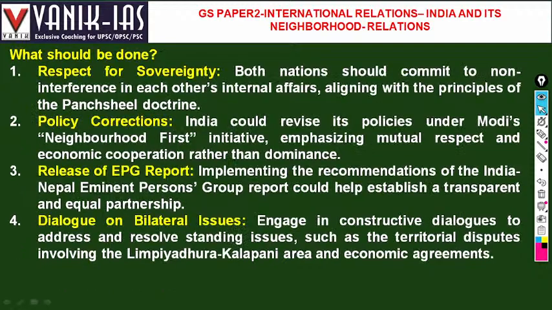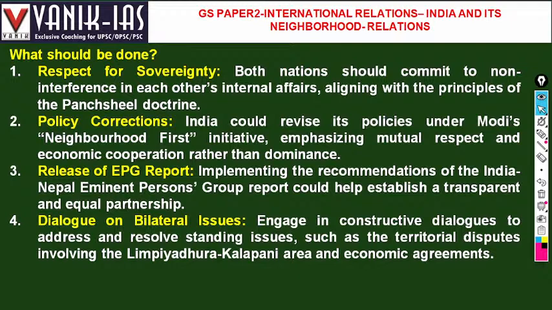What should be done? Respect for sovereignty. Both nations should commit to non-interference in each other's internal affairs, aligning with the principles of the Panchsheel doctrine. Policy corrections. India should revise its policies under Modi's Neighborhood First initiative, emphasizing mutual respect and economic cooperation rather than dominance.